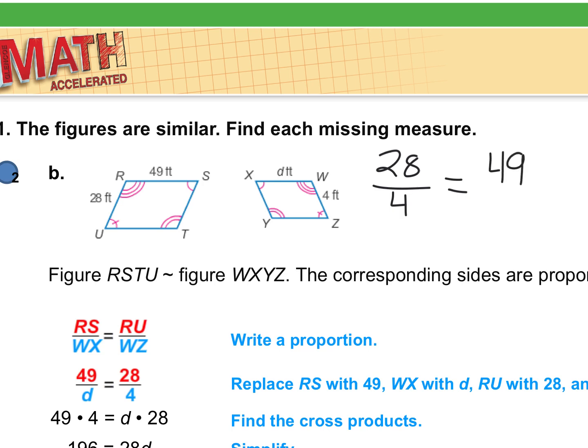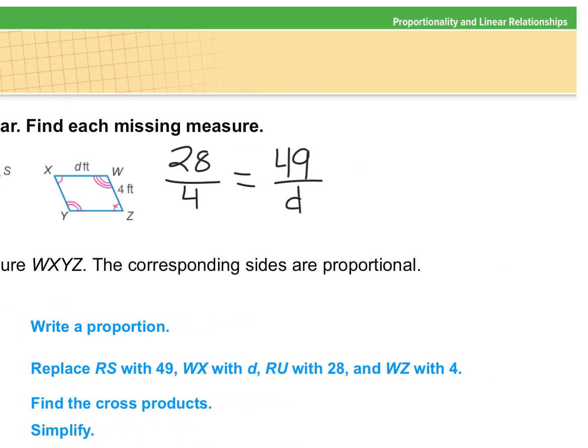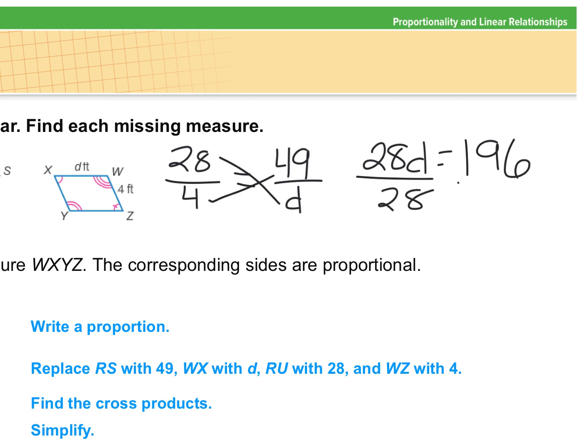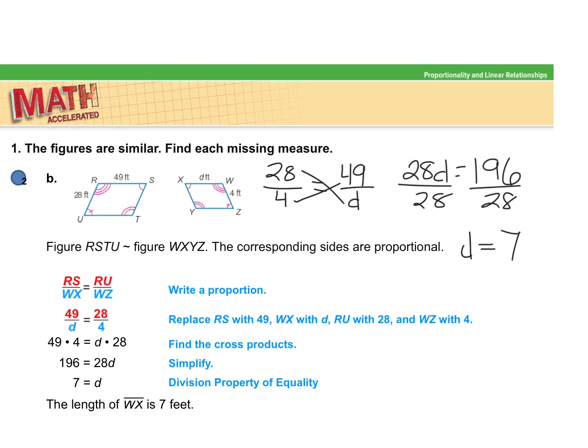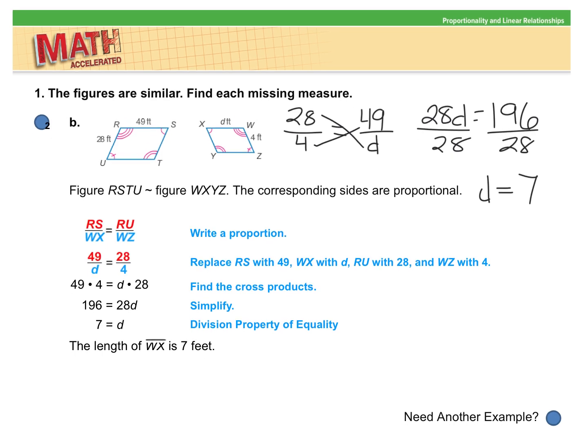What do I start with? 49 over D. Okay, let's solve. 28 times D, 28D. We get 4 times 49, 196. Okay, what's my last step? Divide by 28. D equals 7. Okay. Any other questions for me? All right.